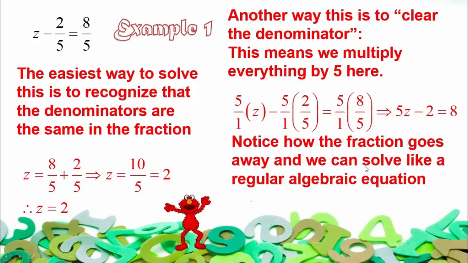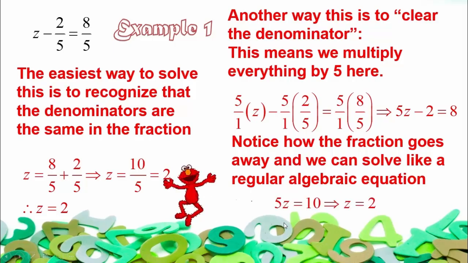Notice how the fraction goes away, and we can solve like a regular algebraic equation using this technique called clearing the denominator. And we find, as before, 5z is equal to 10, and then we divide by 5 on both sides in order to get z is equal to 2, just like we did using the previous technique.